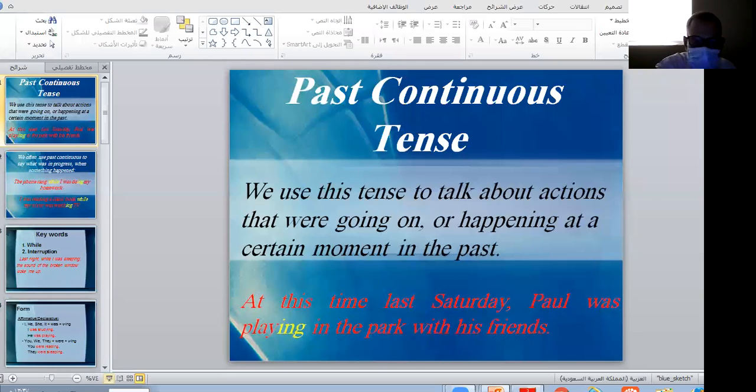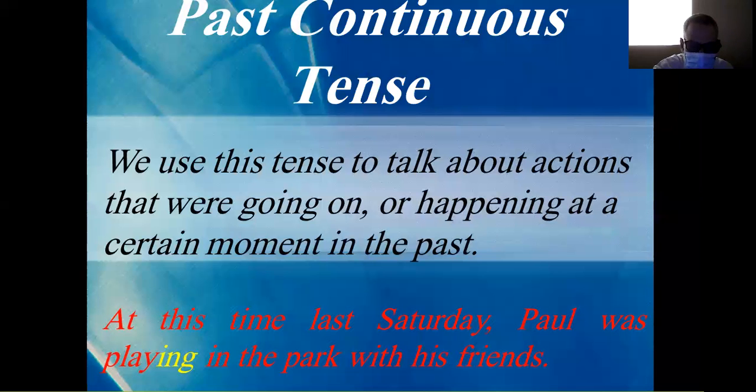Yesterday, frankly, we discussed the past simple, and today we are going to discuss another tense which is connected to the past simple, which is the past continuous tense, or sometimes we call it past progressive. What's past continuous? We use this tense to talk about actions that were going on or happening at a certain moment in the past.